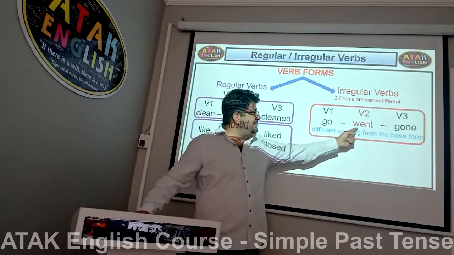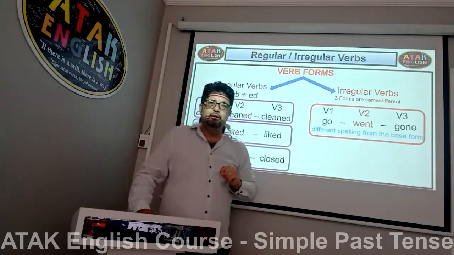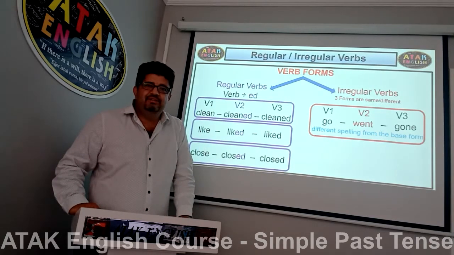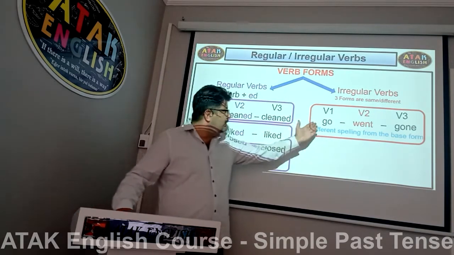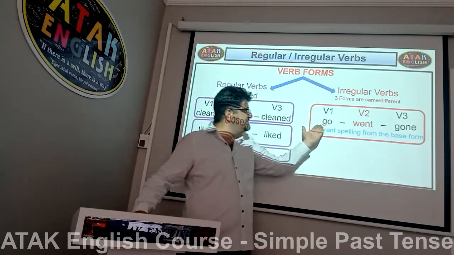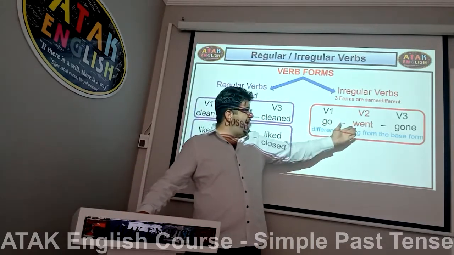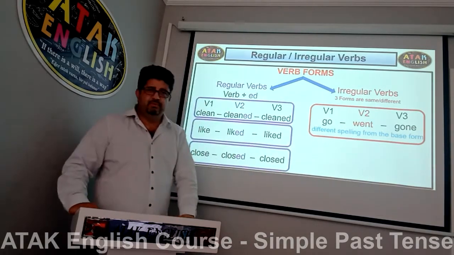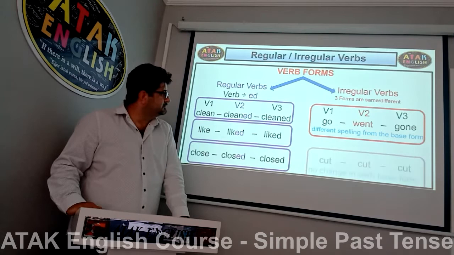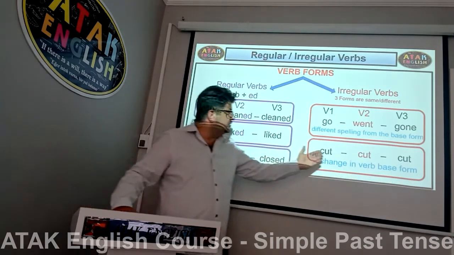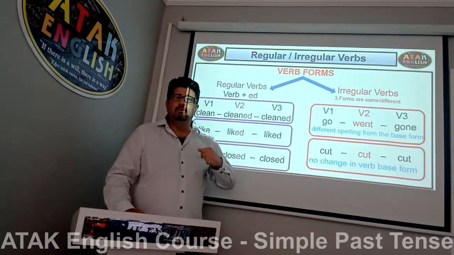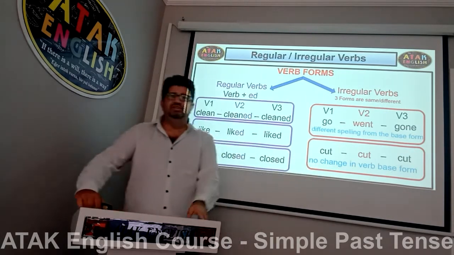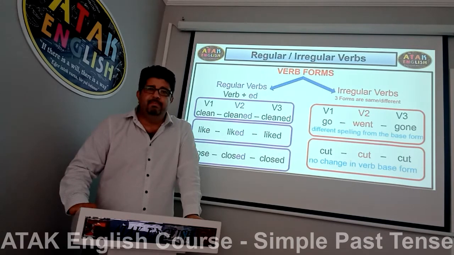Go, went, gone. What do we see here? We see exactly 3 different spellings here. Go, went, gone. Go is the verb base form. Went and gone are different from the verb base form. Another example, cut, cut, cut, or put, put, put. What exactly do we see here? No change in the verb base form.